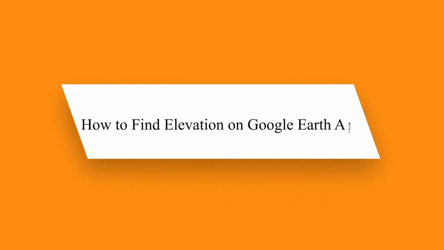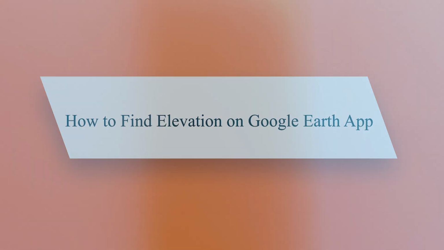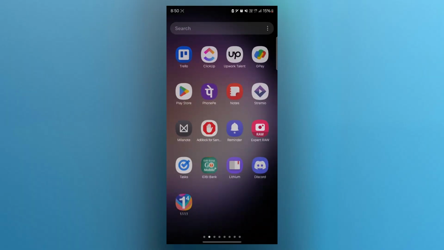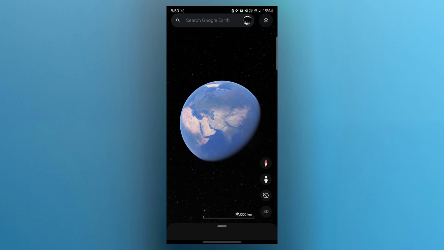Hello guys, in this video I will show you how to find elevation on the Google Earth app. In order to do this, simply open up the Google Earth application. Now when you open the application, you will see this interface where you will see the Google Earth app's globe.